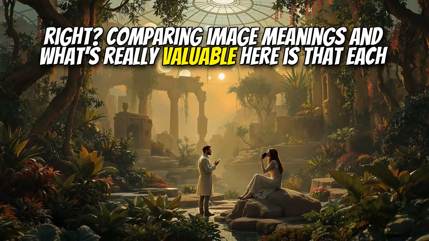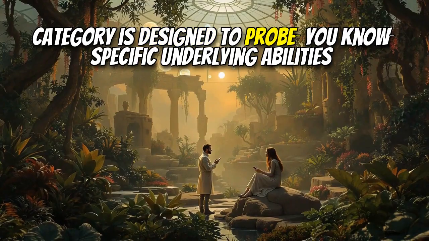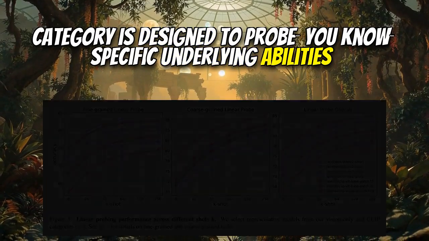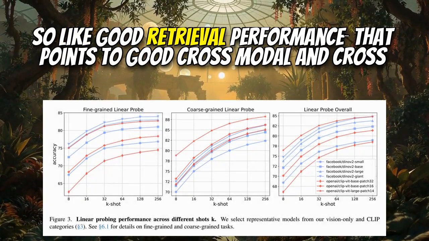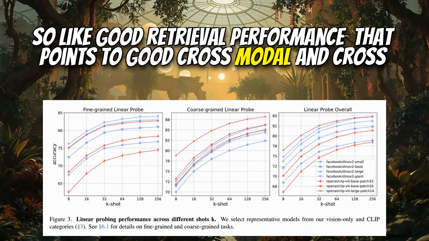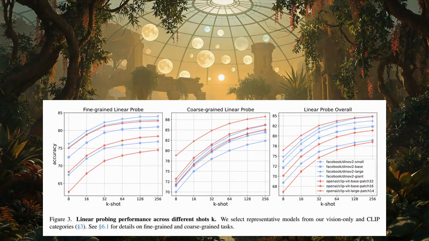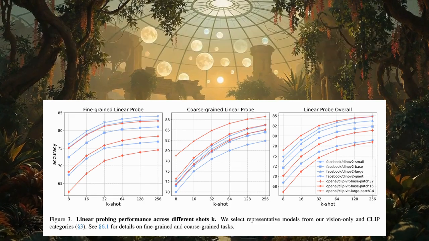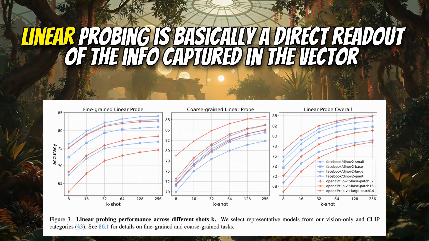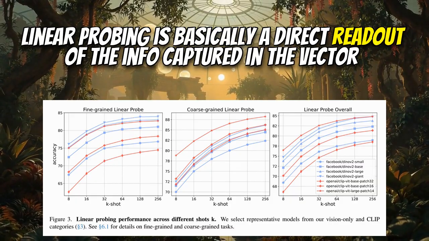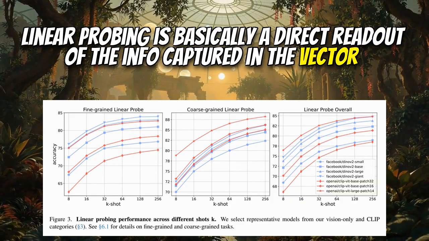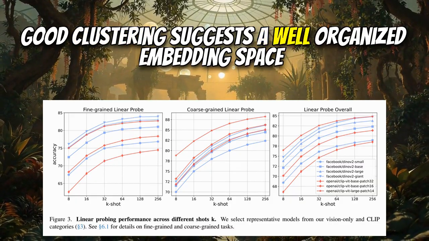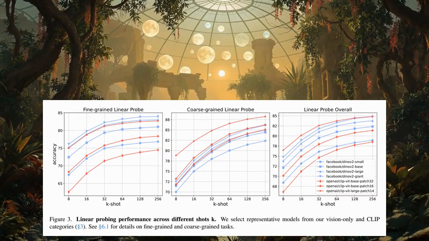And what's really valuable here is that each category is designed to probe specific underlying abilities. Okay. So like good retrieval performance, that points to good cross-modal and cross-lingual matching. Makes sense. High scores in document understanding often mean good OCR capabilities. Right, reading the text in the docs. Linear probing is basically a direct readout of the info captured in the vector. Good clustering suggests a well-organized embedding space.